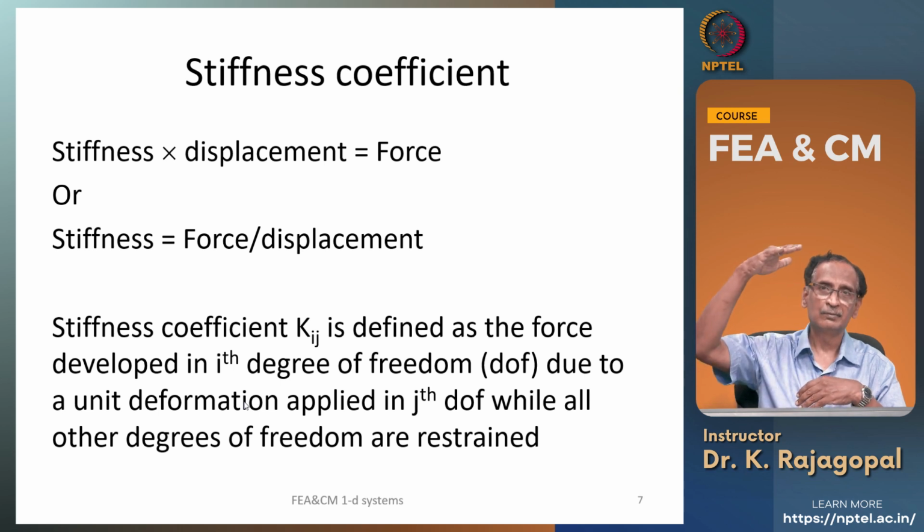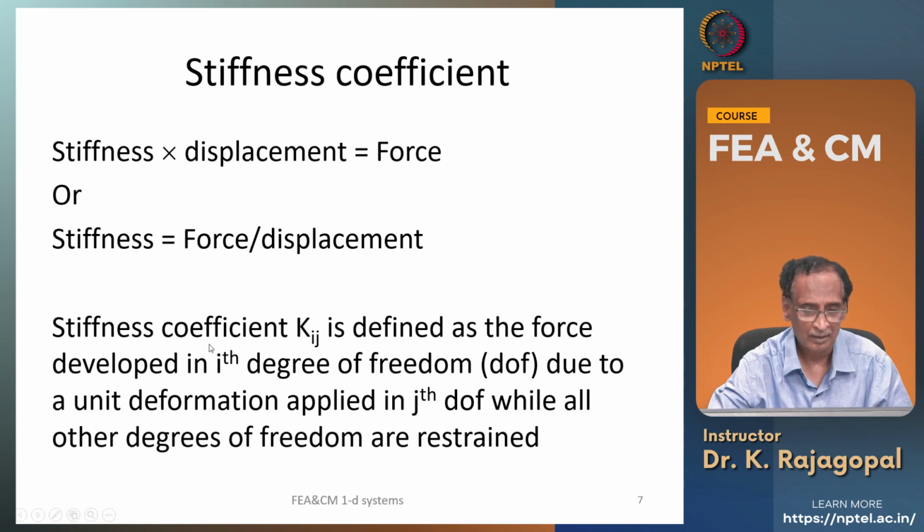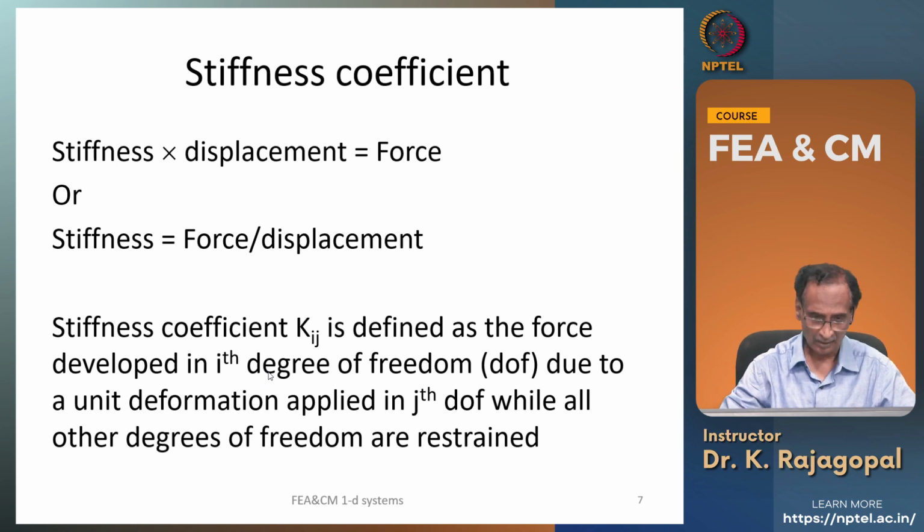So, we apply some unit displacement in one direction, and then what is the reaction force developed in the i direction, that is called the stiffness coefficient. And while we are doing this, we constrain all the other degrees of freedom. Okay, that is the basic definition for Kij, and let us try to develop these coefficients for simple systems before we go on to the continuum, that is our soil. Okay.